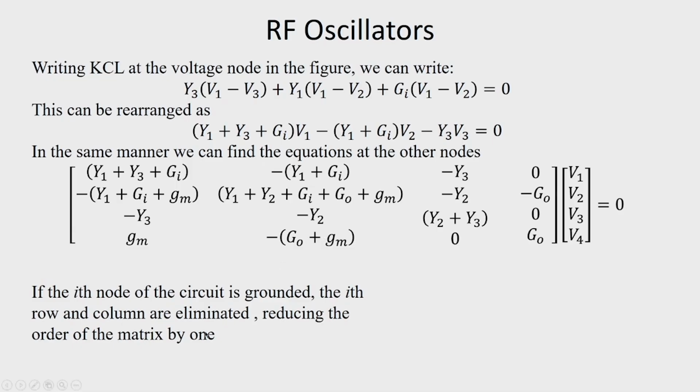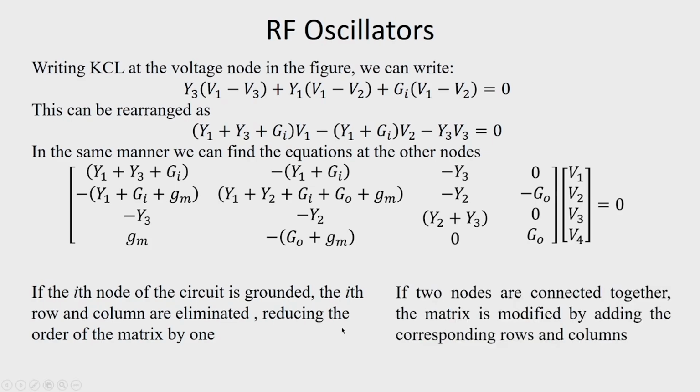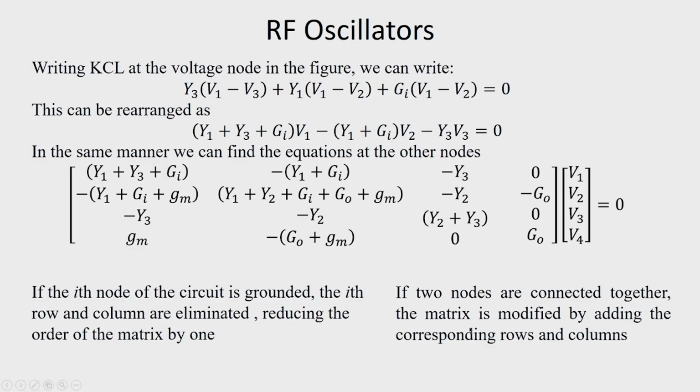Now, we know that if the ith node of the circuit is grounded, the ith row and column are eliminated, reducing order of the matrix by 1. And similarly, if 2 nodes are connected together, we have said that in our reference figure, we need to connect V3 and V4 to provide feedback. Then the matrix is modified by adding the corresponding rows and columns.